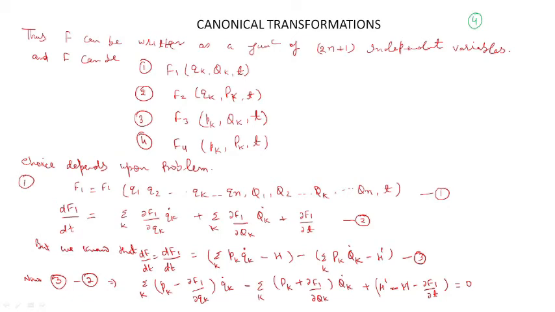Because F can be written as a function of 2n plus 1 independent variables, F can be represented in 4 forms, and these are F1, a function of small qk, capital Qk, and t. F2 may be small qk, capital Pk, small t. F3 is small pk, capital Qk, and time. And F4 is small pk, capital Pk, and t. Here you may note that there is one coordinate from the old set of coordinates and the other coordinate is from the new set of coordinates, and time is common in all the functions. Now we will discuss these functions one by one.